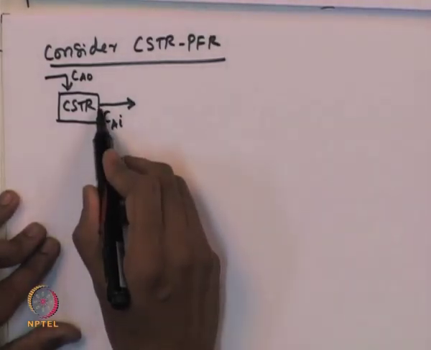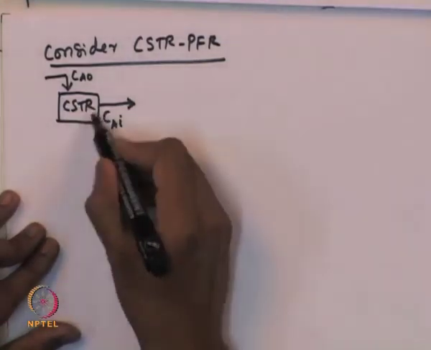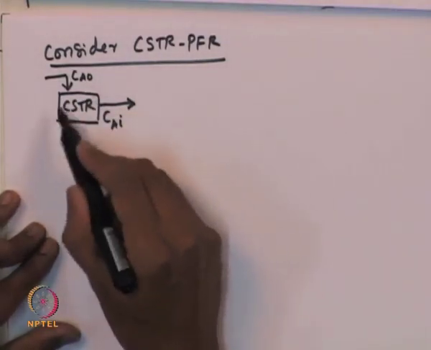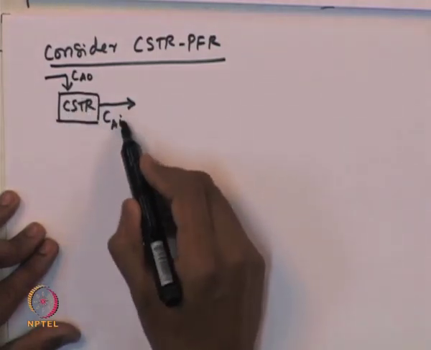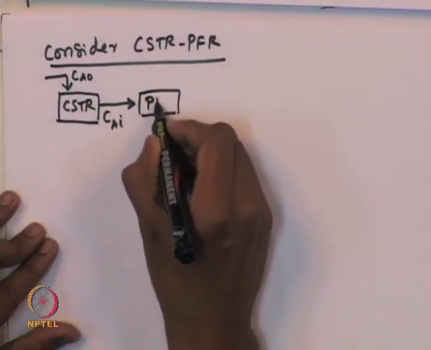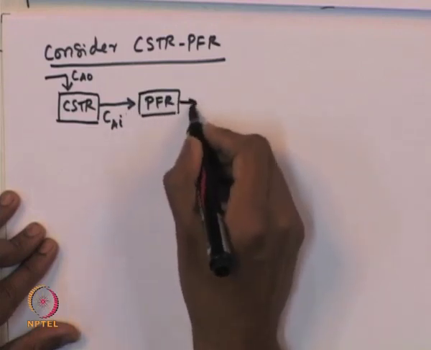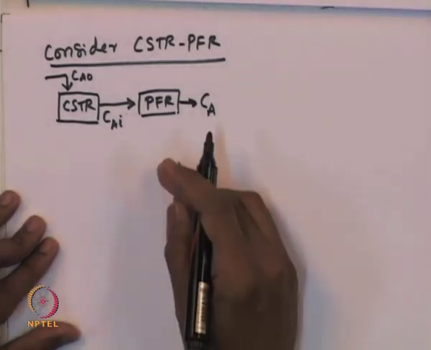Let us assume that there is some species, and Cai is the concentration with which the species leaves the CSTR. Remember that it is a CSTR, it is well mixed, therefore the concentration of the species inside the CSTR, which is uniform, will be equal to the concentration of the species in the effluent stream. This is followed by a plug flow reactor, and let Ca be the concentration of the species that leaves the plug flow reactor.